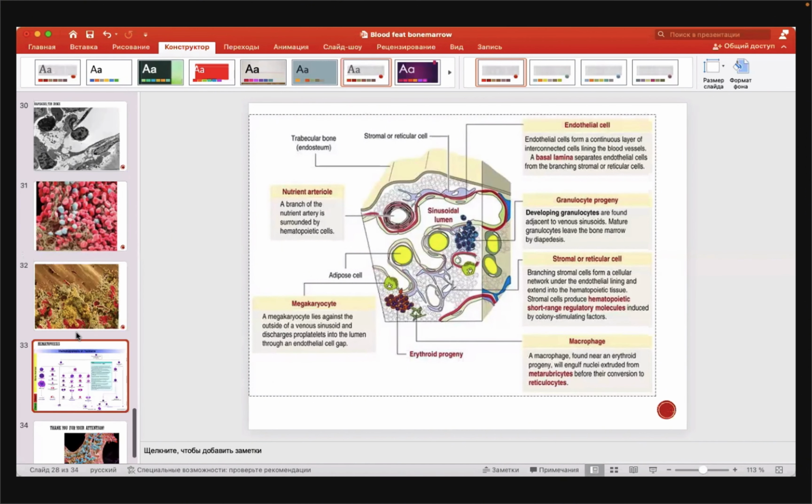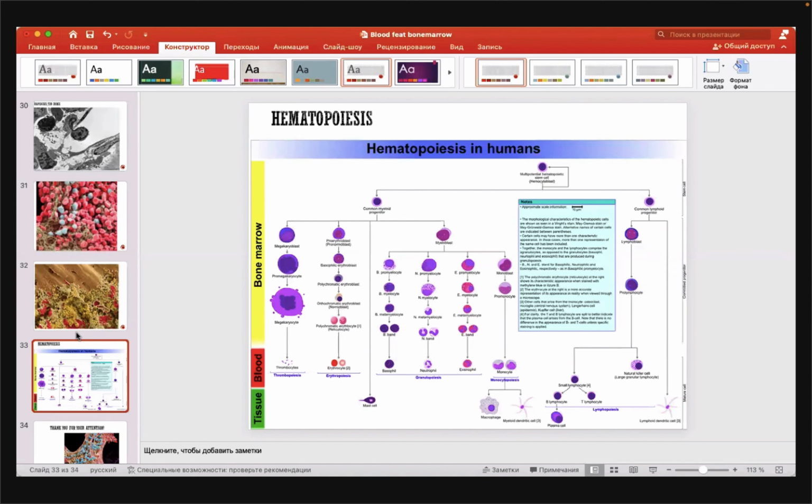Here is given the main line of blood cell formation, and you can see that all of them originate from the multipotent hematopoietic stem cells. Multipotent means this cell type has a great potential to transform into any type of cell.